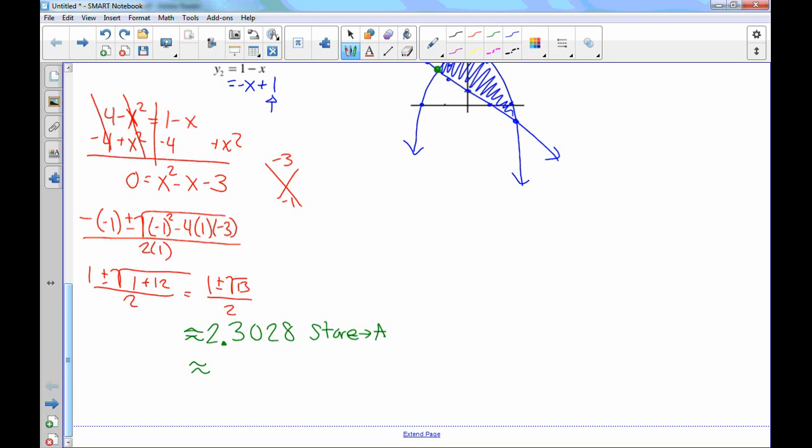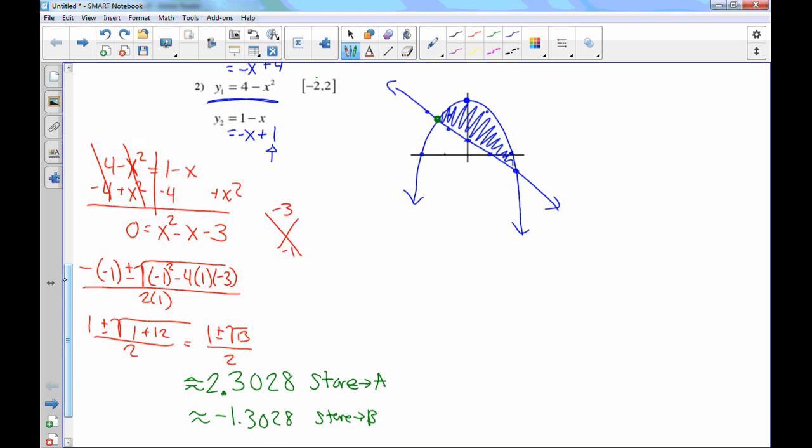Okay, what's 1 minus square root 13 divided by 2? Okay, so let's store that as maybe B. If you're storing something as a letter, I would write down on the paper what you're storing so you remember. Okay, so that would be our left template here. So we have B and we have A.